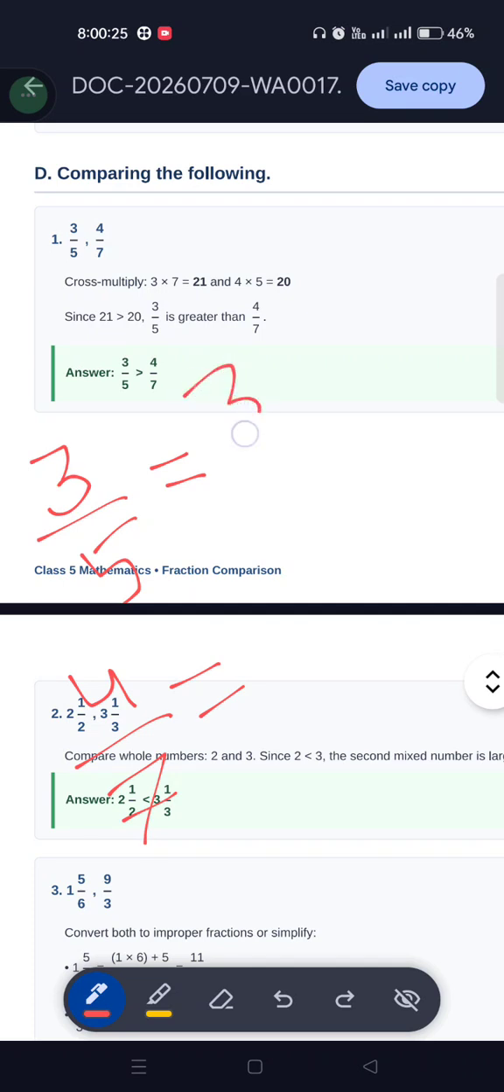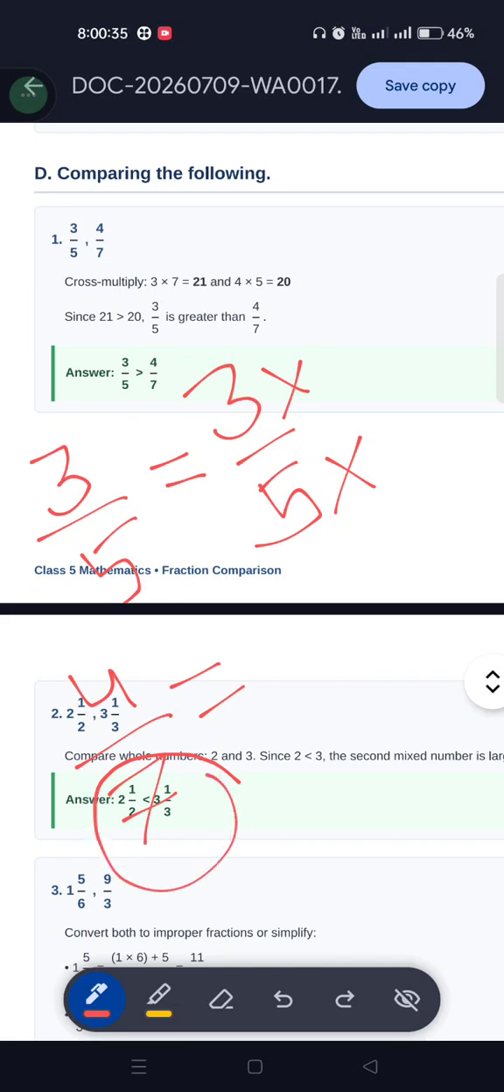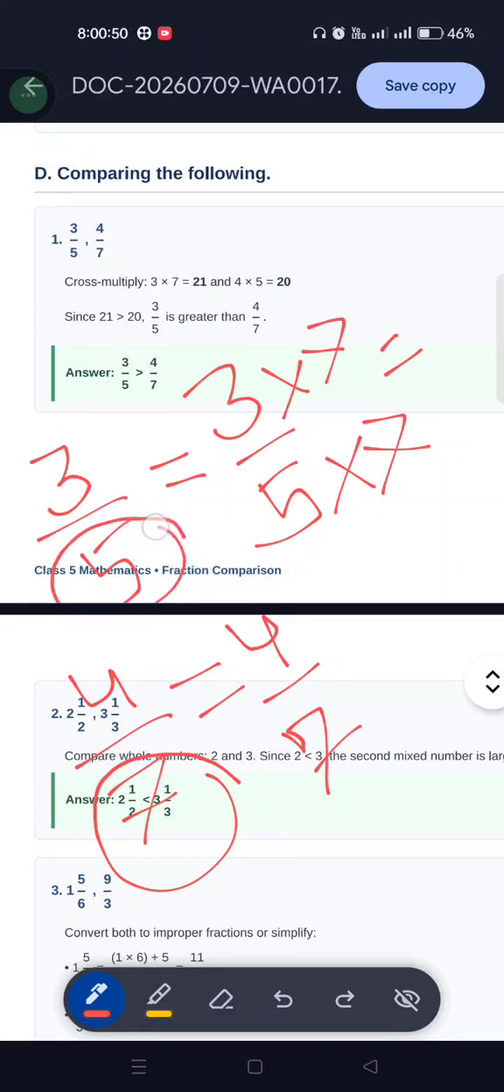You will multiply one fraction by the denominator of the second fraction. So you can see here the denominator of the second fraction is 7, so you will multiply it by 7 on numerator and denominator. Here also you will multiply by the denominator of the first fraction. So the denominator of the first fraction is 5, so you will multiply here by 5.